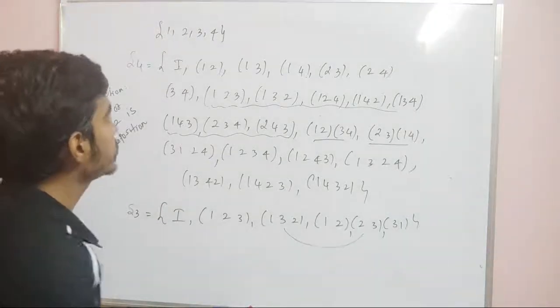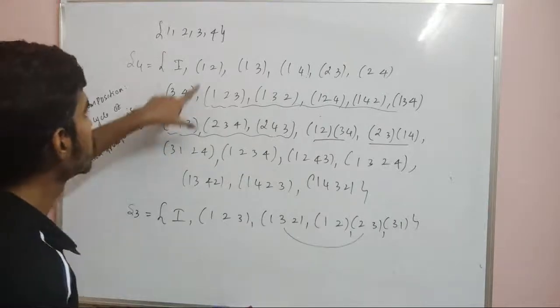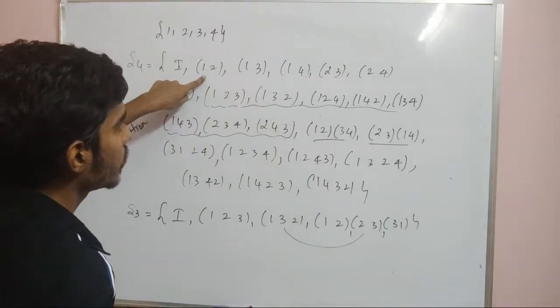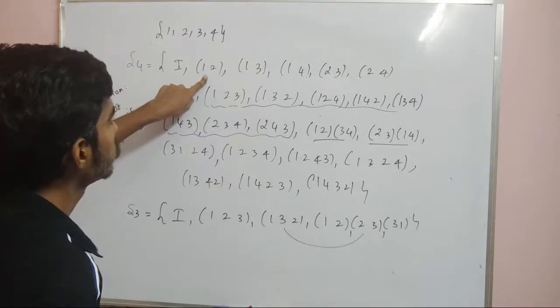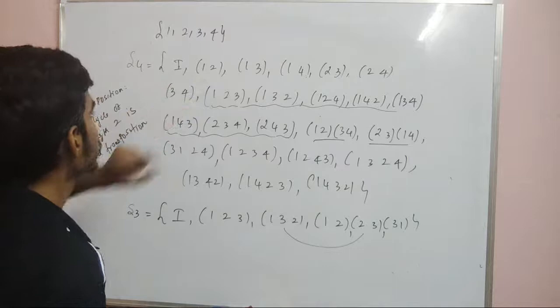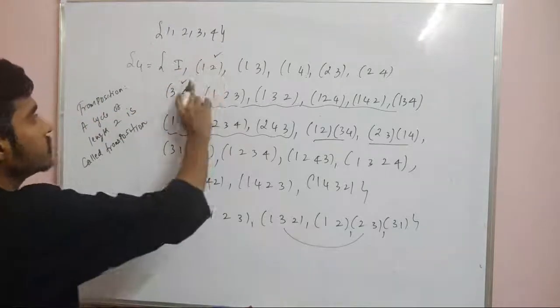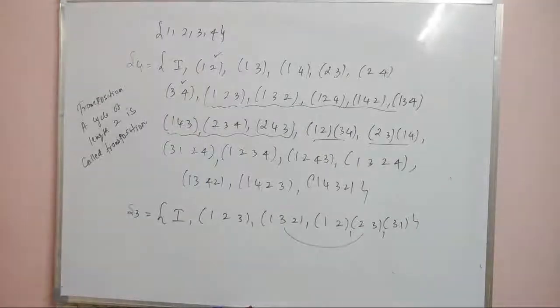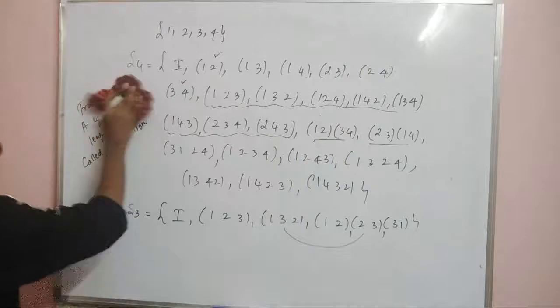For example, let us take 1 2 and 3 4. Now let us take these two. We can see these two cycles are disjoint. Now we will find 1 2 3 4 and 1 3 2 4.